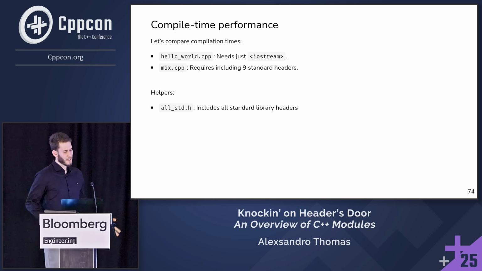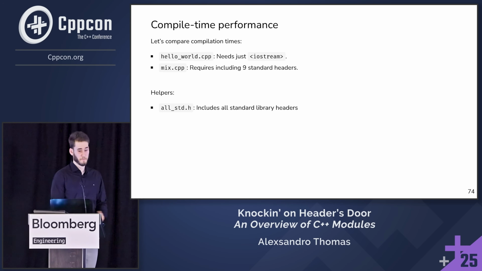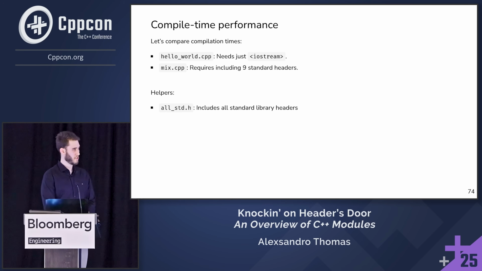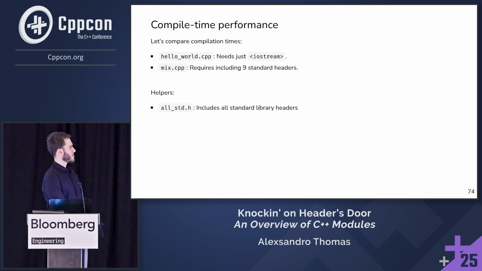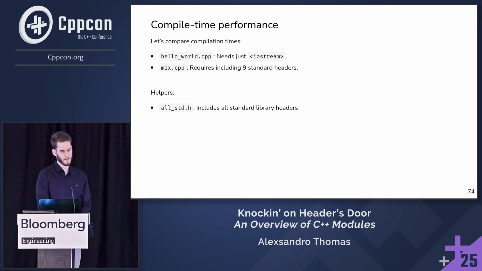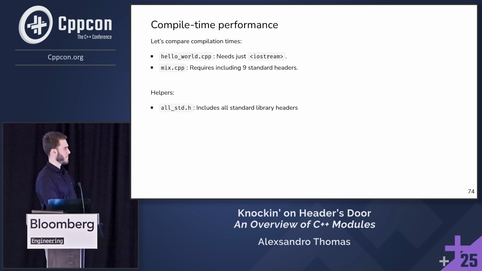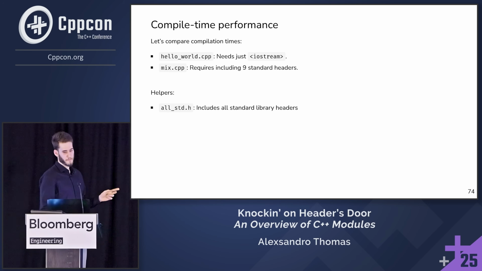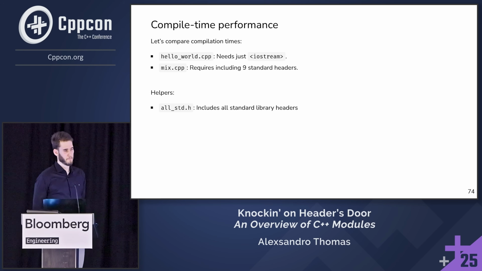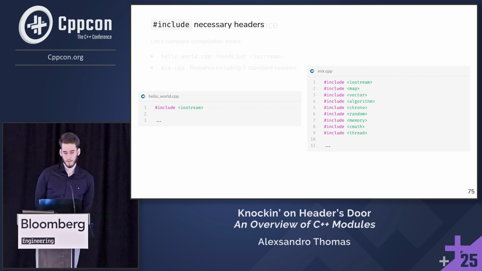And let's take a look a little bit at compile time performance, because that's one of the big selling points for modules. You're going to speed up your builds. For that, we can compare a hello world.cpp program that just needs the iostream header, and your mix.cpp file that requires 9 of the standard headers and just performs some operations with them. And then you have this allstd.h, which is just a file that includes all of the headers from the standard library. This is actually taken from a paper from Bjarne, if I remember correctly, that was proposing adding import std to the standard. So let's look at what happens.